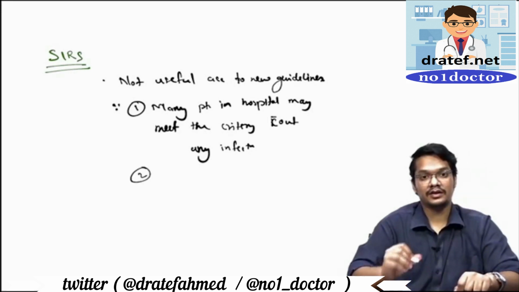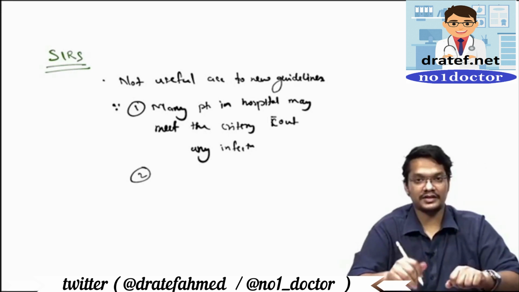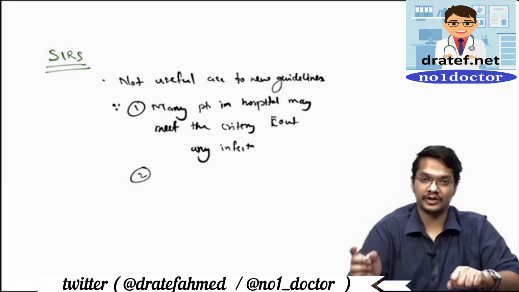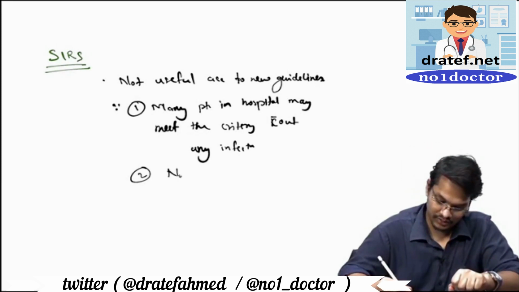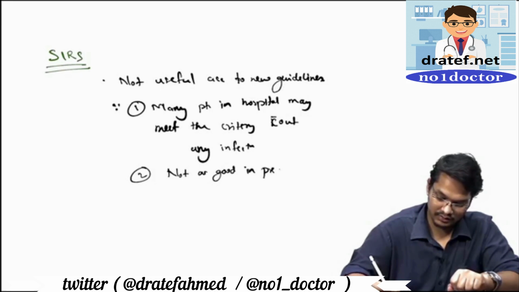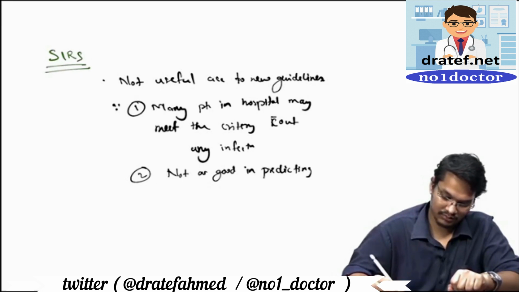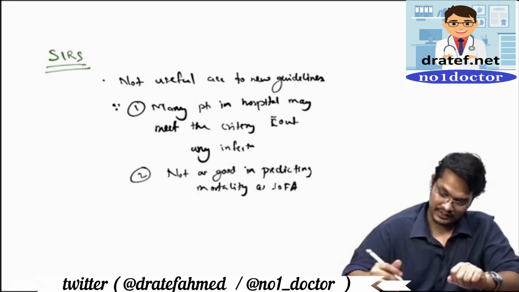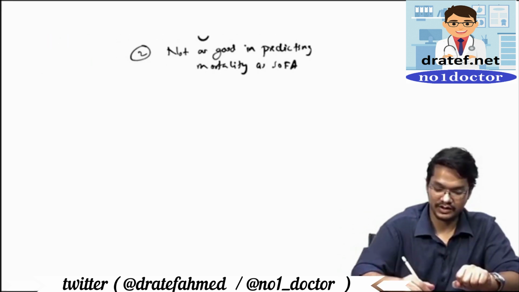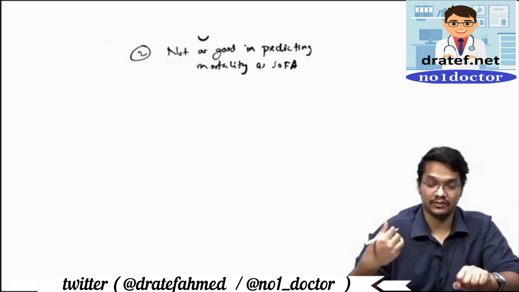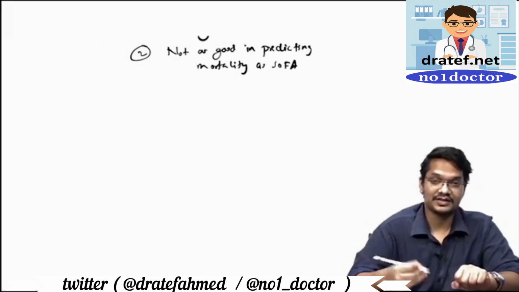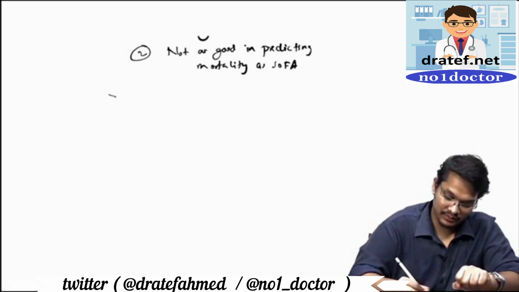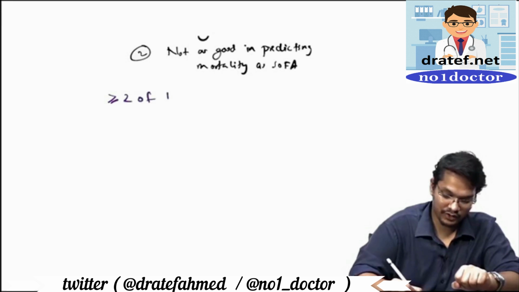Second, SIRS is not as good as SOFA in predicting mortality. But still it might be asked in the examination. So I'll tell you what SIRS is. A patient is said to be in SIRS if more than or equal to 2 of the following are present.